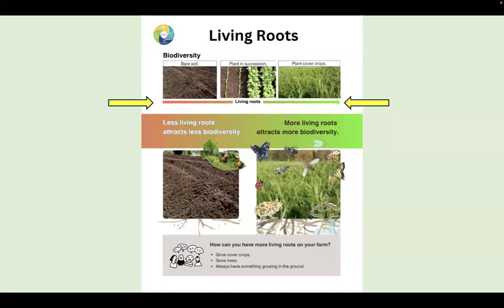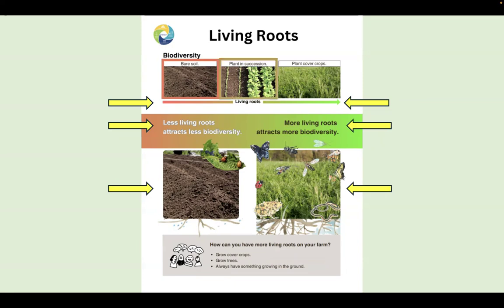Living roots. Having living roots in your soil increases your biodiversity. Less living roots attracts less biodiversity, and more living roots attracts more biodiversity. Here you can see bare soil has no living roots in it. While this might be a good way on your farm to plant into bare soil, this does decrease biodiversity and you don't have living roots. This will not be the healthiest soil on your farm.